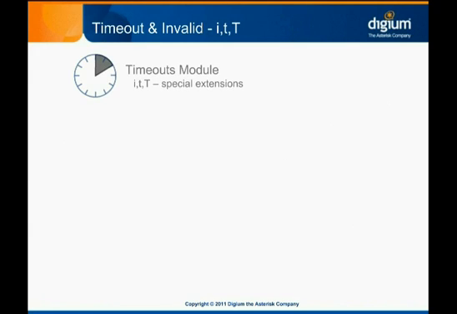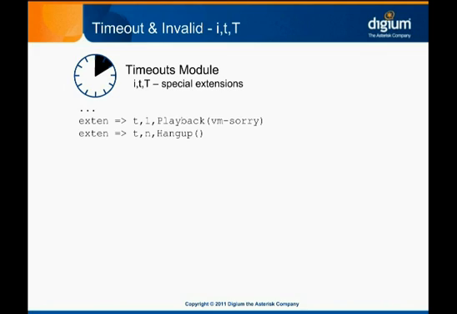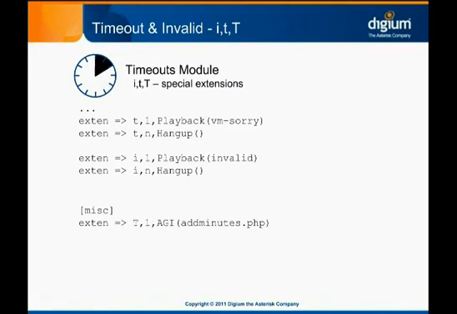In the Timeouts module, we previously discussed how calls are routed to the i, lowercase t, and uppercase T extensions within an interactive dial plan. When an input application like Background or WaitExten times out, it will route the call to the lowercase t extension. When an unknown extension is input, the call is routed to the i extension. The uppercase T extension is only used when the absolute timeout is reached.